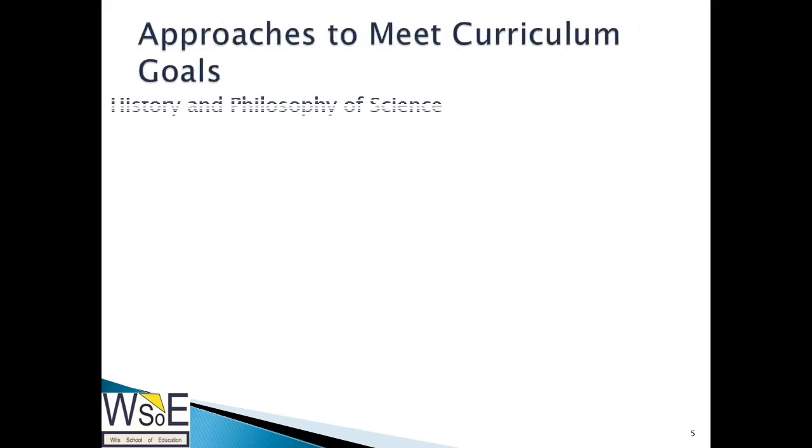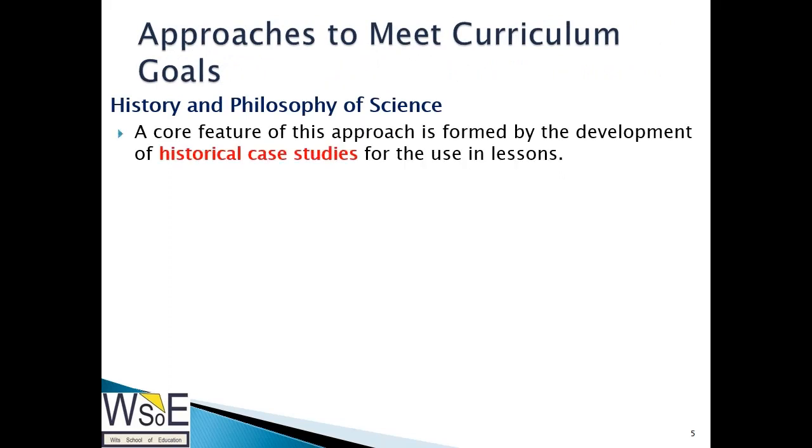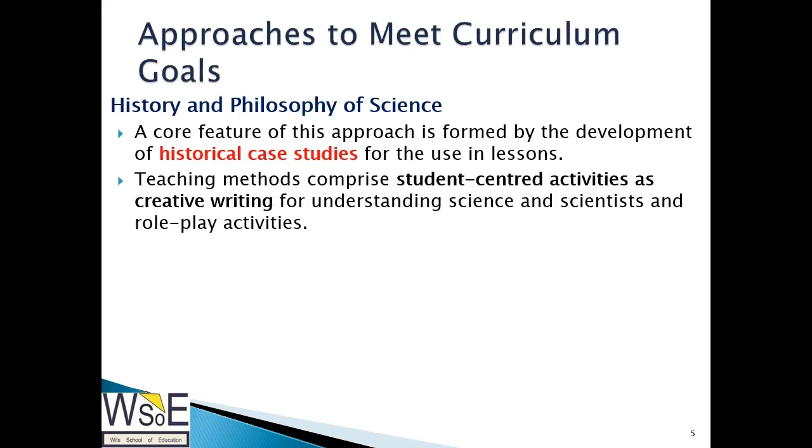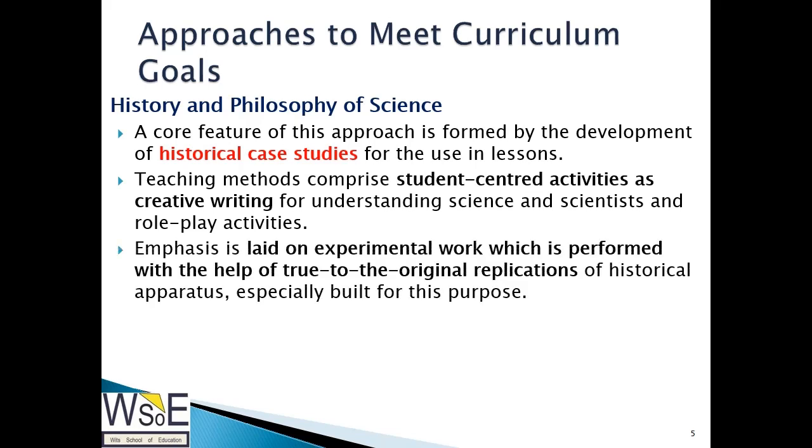Okay, now let's look at the second one, which is the history and philosophy of science. Now, a core feature of this approach is formed by the development of historical case studies for use in lessons. So you use actual historical case studies. Teaching methods must comprise student-centered activities, which must include creative writing for understanding science and scientists, and they must do role-play activities. Emphasis must be laid on the experimental work which was done by those scientists.